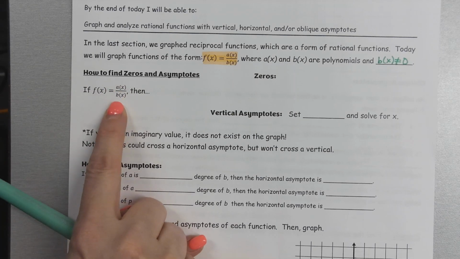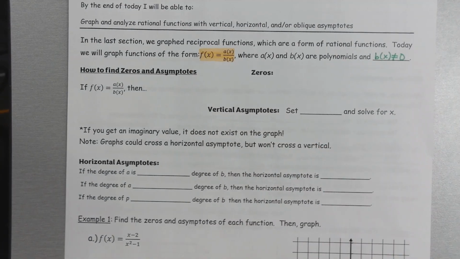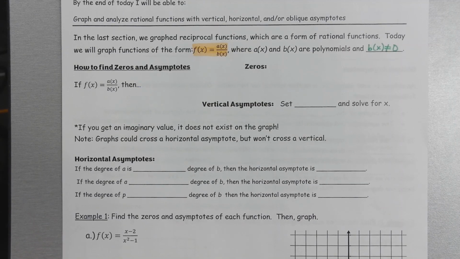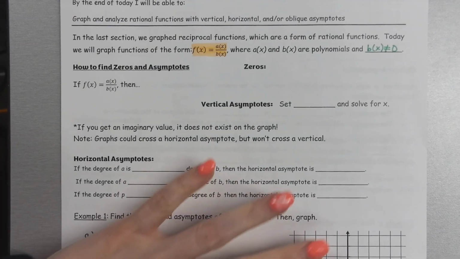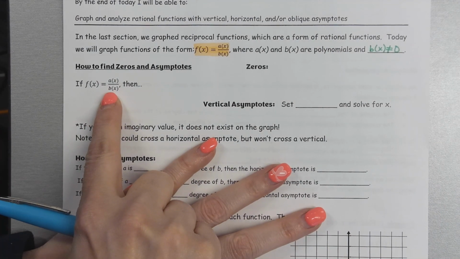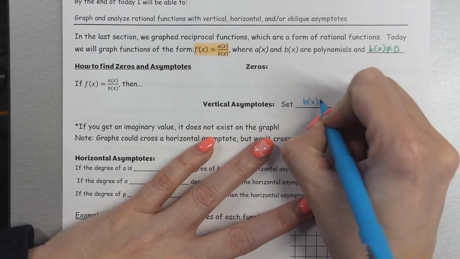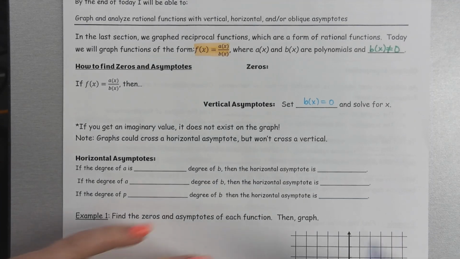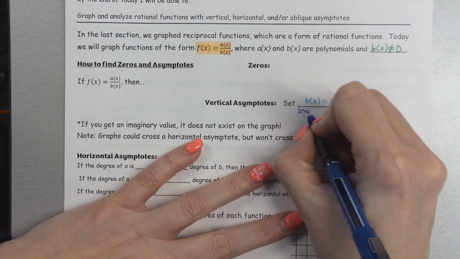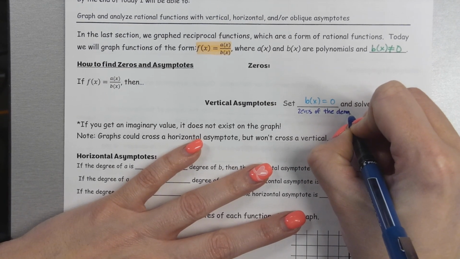If you have this as your form, one thing that's going to be the same is the vertical asymptotes. You might remember that we found those by taking the denominator and solving for x. Because they're using this form, they're just calling the denominator b of x. So b of x is equal to 0, and you solve for x. Just know that b of x gives the zeros of the denominator.